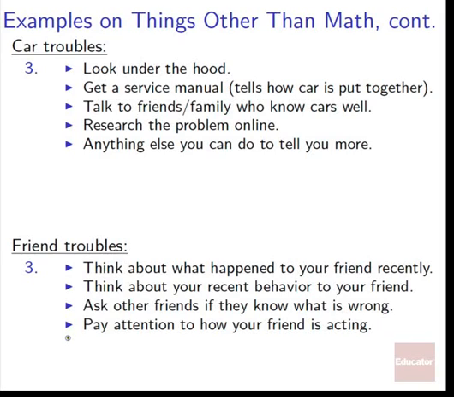With the friend, we want to think about what happened to your friend recently. We want to think about your recent behavior to your friend. We want to ask our other friends if they know what is wrong. Perhaps they have some information that we're unaware of right now. We want to pay attention to how our friend is acting when we're not around or when we're not interacting with them directly.